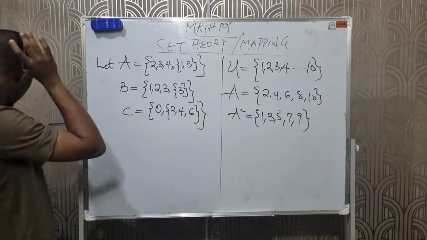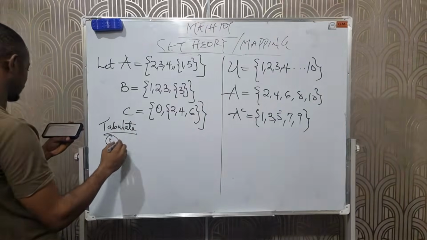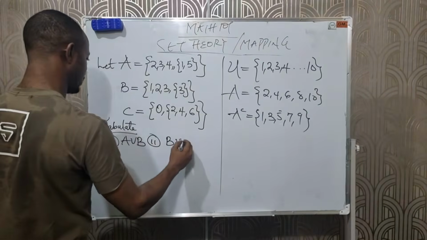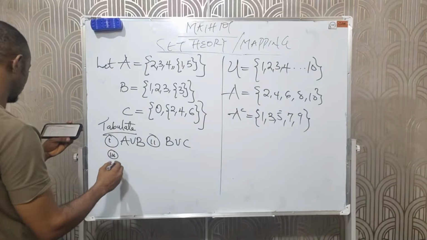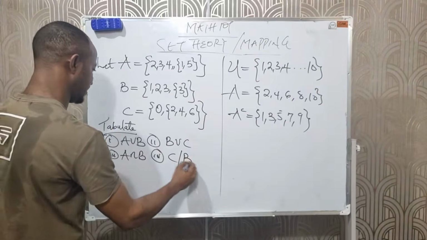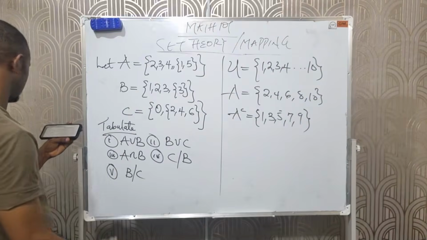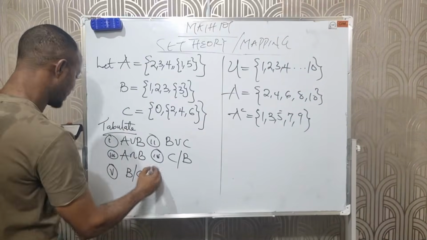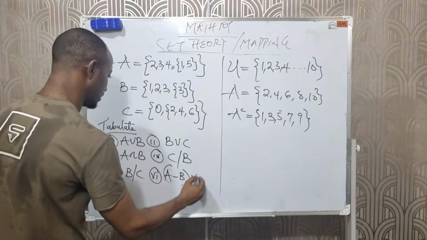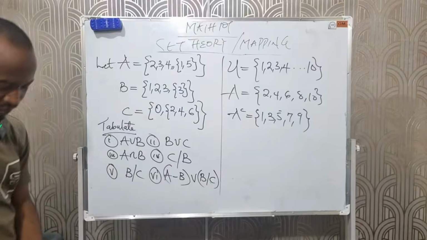Then we have to tabulate: number 1, A union B. Number 2, B union C. Number 3, A intersection B. Number 4, C difference B. Number 5, B difference C. Number 6, A difference B union B difference C.